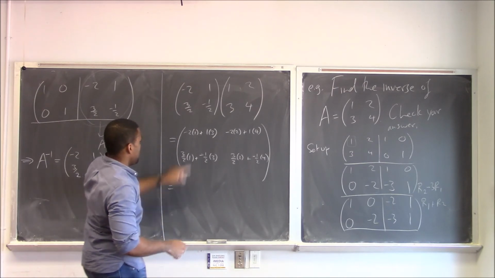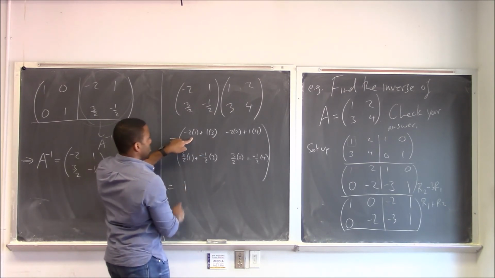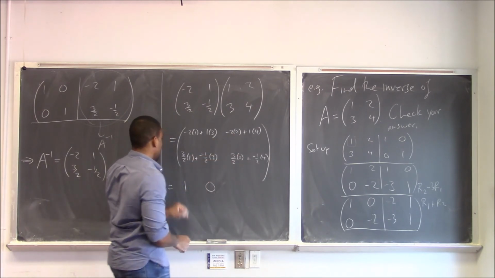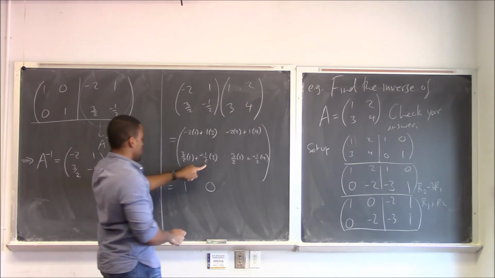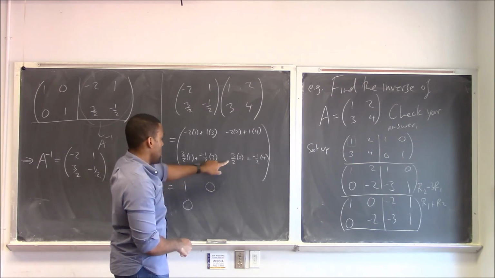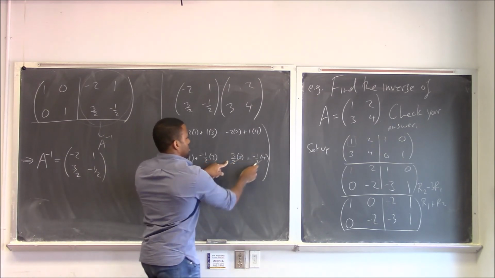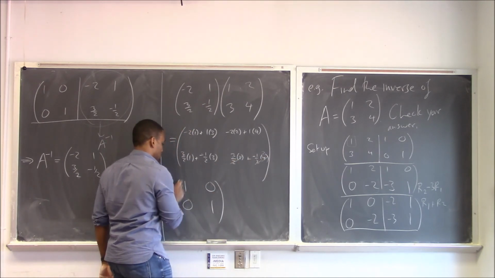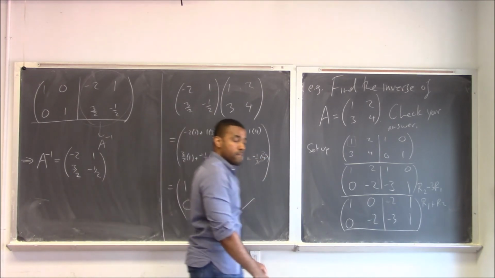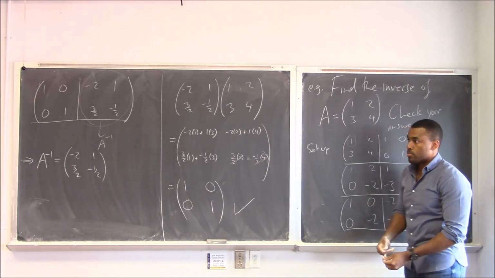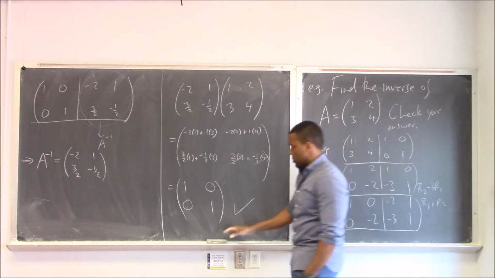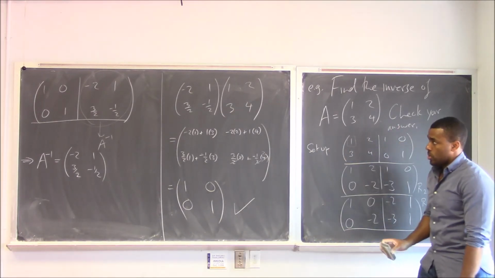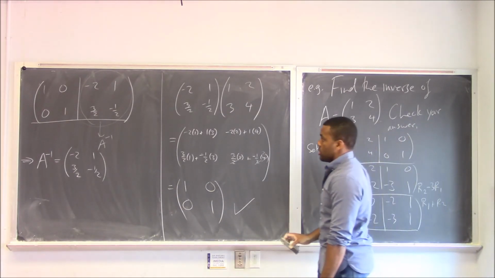And so what do I have here? 3 minus 2 is 1. This is -4 plus 4, that's 0. This is positive 3 over 2 minus 3 over 2, that's 0. And this is 3 minus 2, 1. So that's our guy. Right? So that's the inverse.